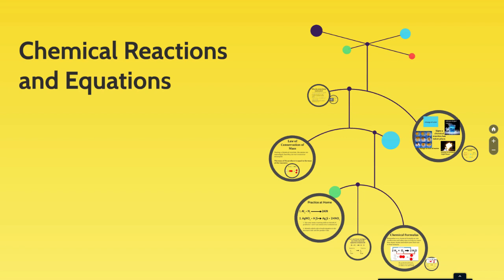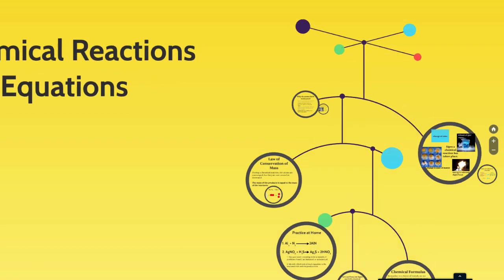Alright guys, so today we're going to look at chemical reactions and their equations. So we worked on chemical formulas, looking at the formula for a molecule or a compound, identifying how many elements there were in that formula, and counting the total number of atoms there were for each element. We're going to take that a step further and now look at chemical equations.